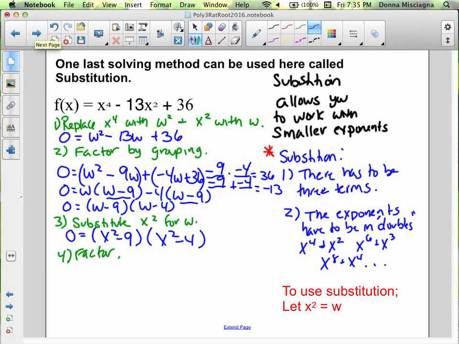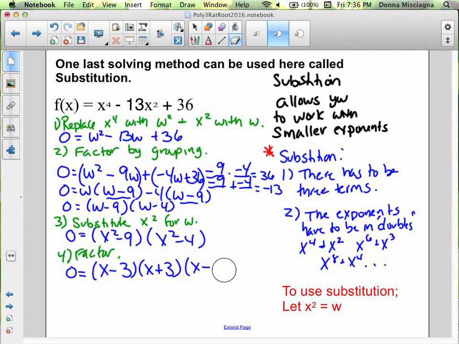Those are differences of squares. Remember that I showed you a shortcut for factoring differences of squares, right? We don't have to do all the steps for factor by grouping. We can just use a shortcut, because this is always going to be square root minus square root times square root plus square root. So x squared minus 9 will factor to x minus 3 times x plus 3, the two square roots. X squared minus 4 will factor to x minus 2 and x plus 2.